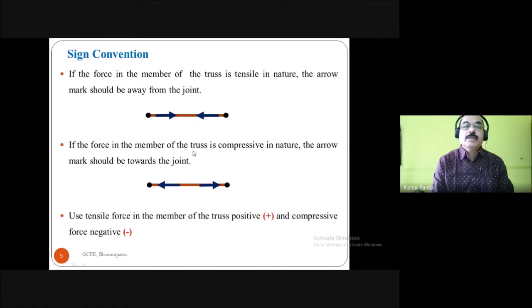If the force in the member of the truss is compressive in nature, the arrow mark should be towards the joint. Here you see, this is towards the joint, and here also the arrow mark is towards the joint. So for compressive nature, you give the arrow mark towards the joint. Then you take tensile force as positive and compressive force as negative in the analysis.